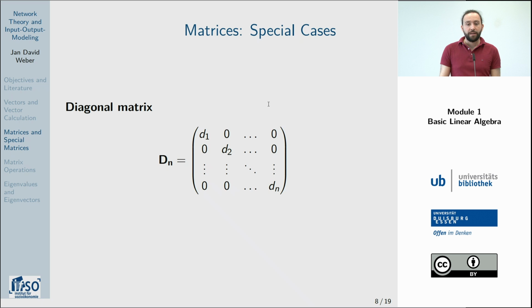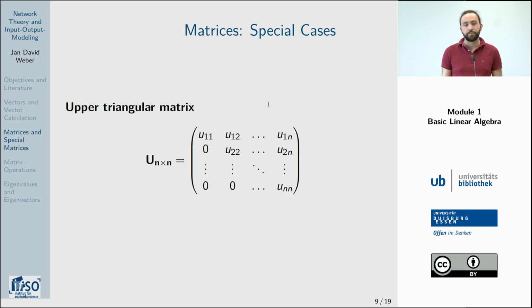A diagonal matrix is pretty much an identity matrix scaled by a different value. So it's not the same scale everywhere, but you only have values on the diagonal. They can be different: D1 can be different from D2 and Dn, but it's really important that you only have values on the diagonal and the rest of the matrix is zeros.